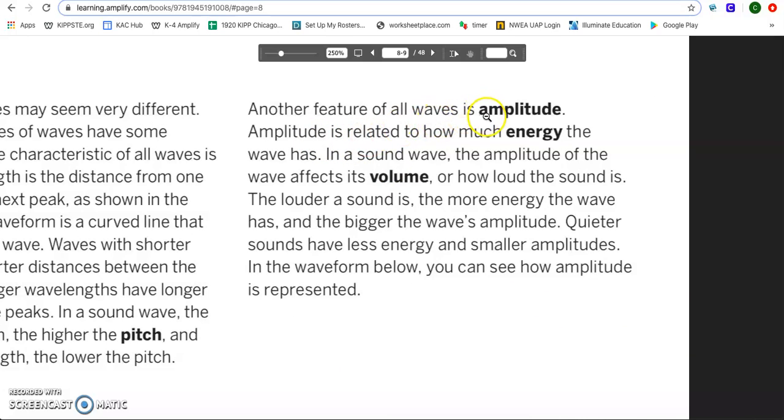Another feature of all waves is amplitude. This is a word that we're going to need to get familiar with. Amplitude is related to how much energy the wave has. In a sound wave, the amplitude of the wave affects its volume, or how loud the sound is. The louder a sound is, the more energy the wave has, and the bigger the wave's amplitude. Quieter sounds have less energy and smaller amplitudes. In the waveform below, which we'll take a look at, you can see how amplitude is represented.